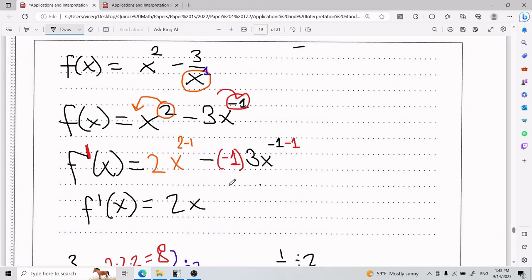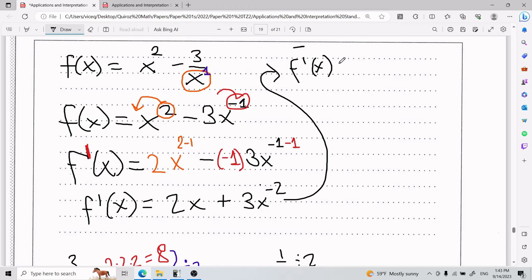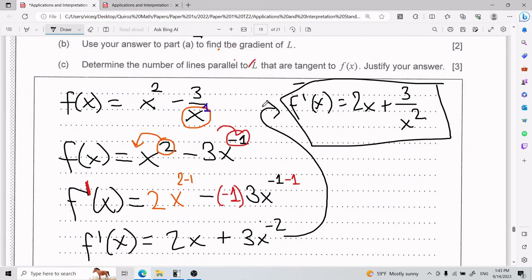Negative times negative is positive, so I have 2x plus 3x to the power of negative 2. See? And if you want to leave it super fancy, this would be just the same as 2x plus 3 divided by x squared. So that is for part A.